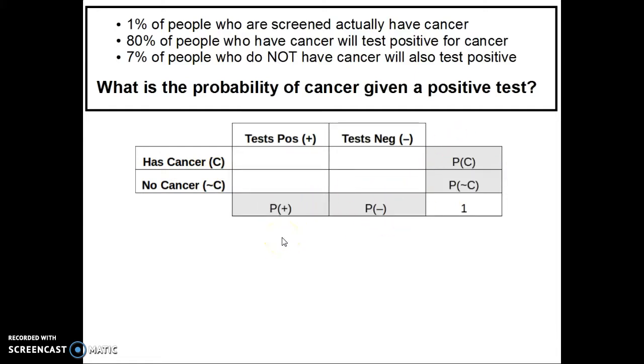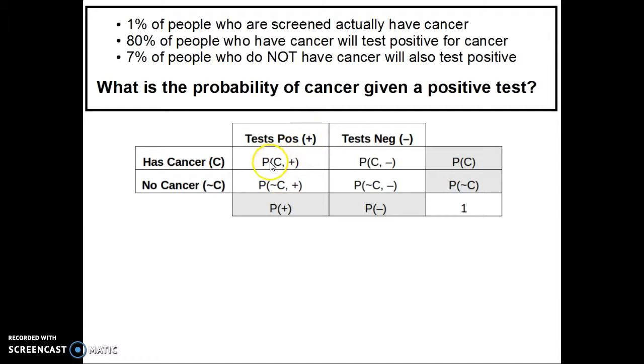So we can put it in there like this. This is how we denote the marginals. Probability of C, probability of not C, probability positive, probability negative. Good so far? All right.